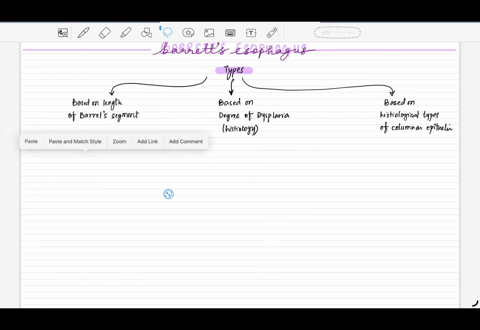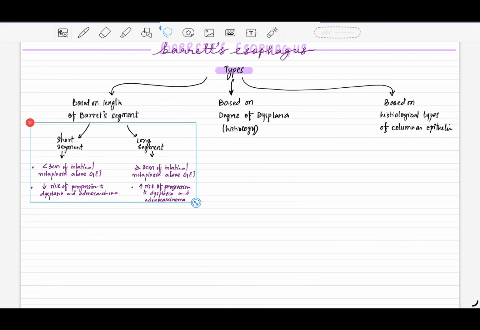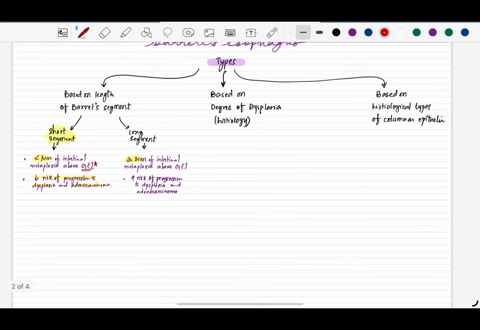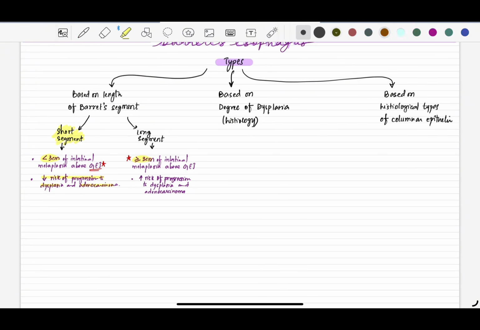According to the length, it can be divided into short segment and long segment. Short segment is when there is less than 3 cm of intestinal metaplasia above the gastroesophageal junction. It is important to remember that the length of the Barrett segment will be calculated directly above the gastroesophageal junction, and there is going to be a decreased risk of progression to dysplasia and adenocarcinoma in short segment, whereas long segment is greater than 3 cm of intestinal metaplasia and the risk of progression is higher in long segment.